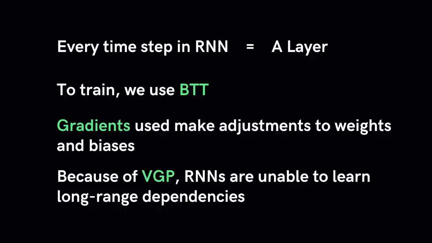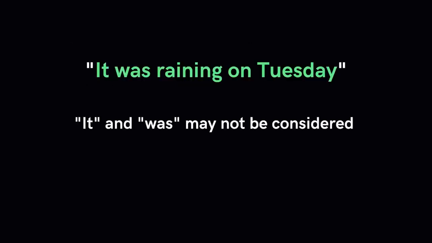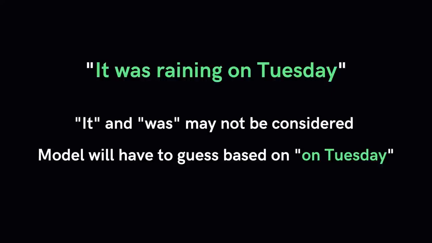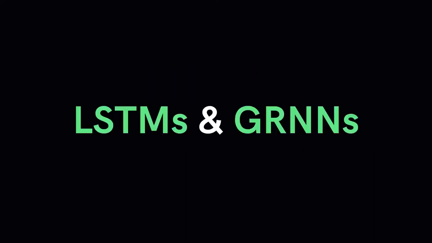This means that in a sequence "it was raining on Tuesday," there is a possibility that the words "it" and "was" are not considered when trying to predict the user's intention. The network then has to make the best guess with "on Tuesday," and that's pretty ambiguous and would be difficult even for a human. So not being able to learn on earlier time steps causes the network to have a short-term memory.